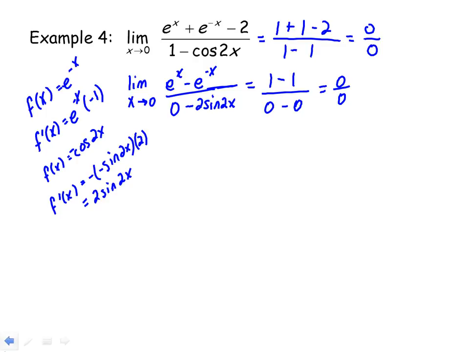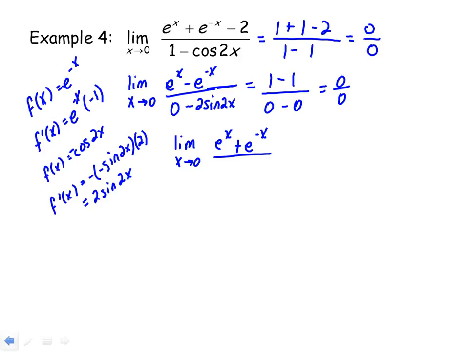So now what are you going to do? You're going to take the derivative again. You're going to apply L'Hopital's rule one more time. So we're going to have the limit as x approaches 0. So let's apply the limit to the top and the bottom one more time. Derivative of e to the x is still e to the x. What happens to minus e to the negative x? It goes back to plus e to the negative x because of the derivative that we took earlier.